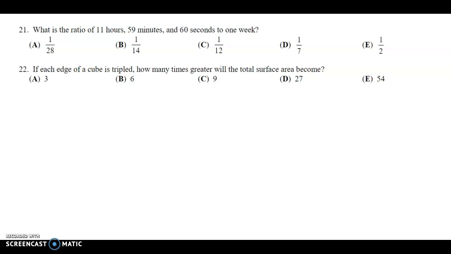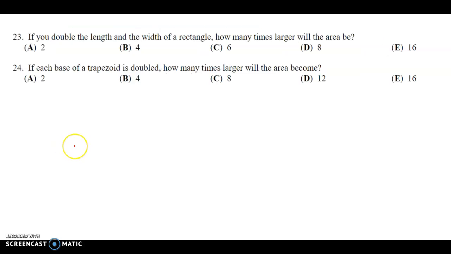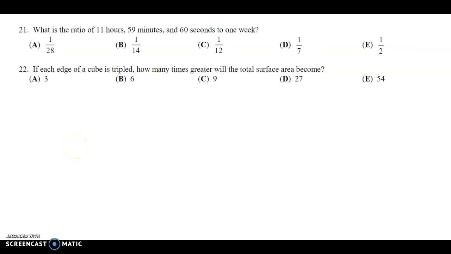Number 21. What is the ratio of 11 hours, 59 minutes, and 60 seconds to 1 week? So we're doing another ratio here. We did a previous problem with a ratio. For number 21, let's do this ratio. We have hours, minutes, and seconds to 1 week. So we want to get everything down to the same unit, the smallest unit.